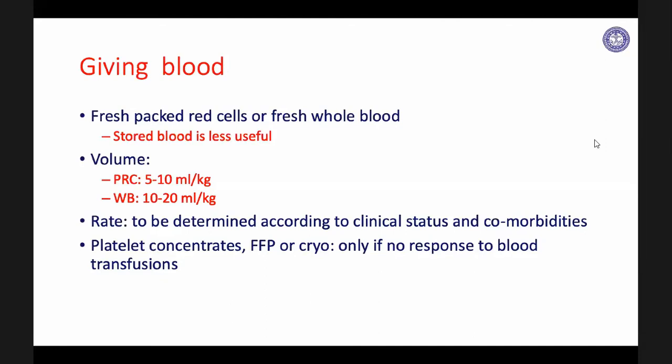These are the volumes, again, given in the guidelines. And the rate is determined according to the clinical status, because as you know, anyway, it has to be given within 4 hours of taking the blood pack out of the fridge. But sometimes we have to give it very quickly, depending on the clinical status, provided the patient does not have comorbidities such as heart failure. Platelet concentrates, FFP, and cryoprecipitate are given only if there is no response to blood transfusions. Otherwise, they are not given routinely.